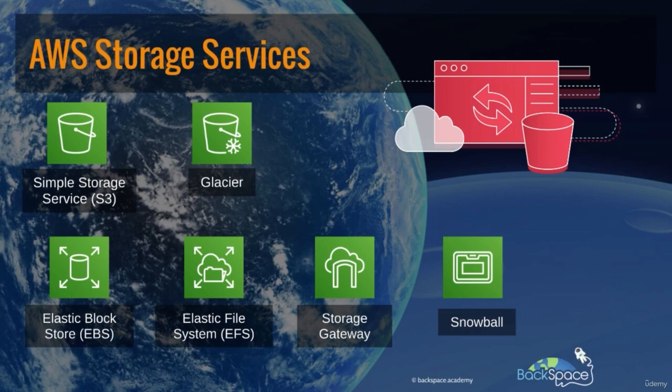You simply download your data to the Snowball device. You then send it off by courier to AWS. They will receive that and then upload that data to an AWS storage service for you.